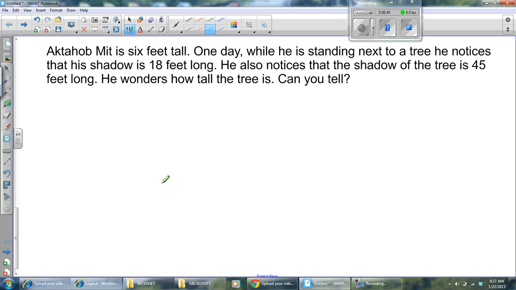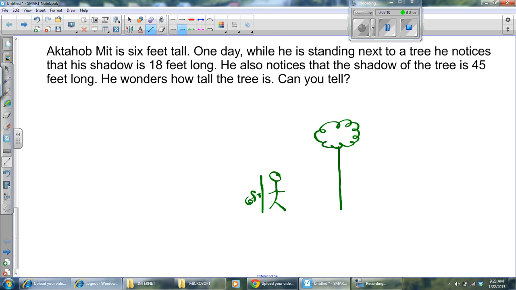Aktahab Mit is 6 feet tall. I think I'll draw him. Here's my friend, Aktahab Mit, and he's 6 feet tall. I know that that is 6 feet. Okay. Standing next to a tree. I think I need my tree. Oh, now you know why Mr. Lawrence teaches math, not art. And he notices that his shadow, let me put his shadow in, right there, his shadow is 18 feet long.